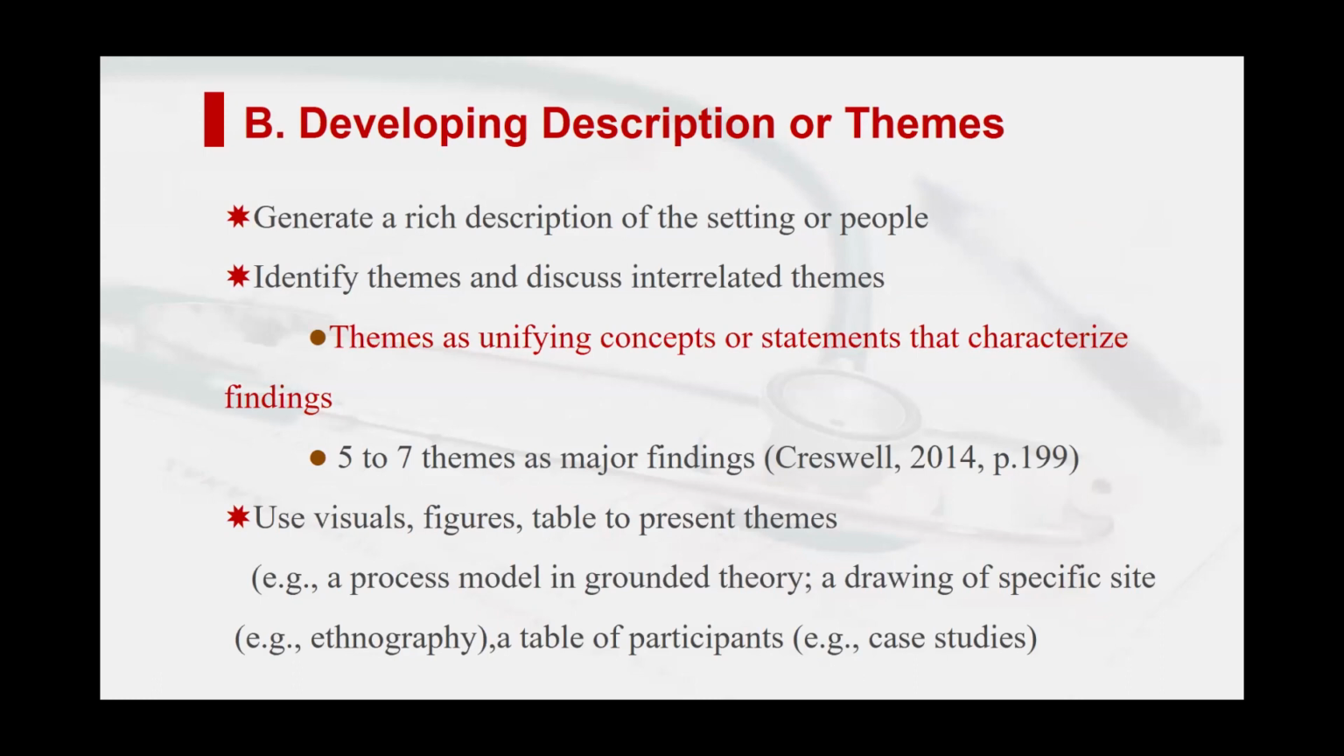Themes are determined as unifying concepts or statements that characterize findings. Normally, we expect, for a research study, 5 to 7 themes will be okay. And we can use visuals, figures, or even tables to present the themes identified. That can be different for each qualitative design. For example, in grounded theory, typically the researcher will present a process model that includes all the themes identified and their relationships. For ethnography, they may present a drawing, and for case study, they may present a table.